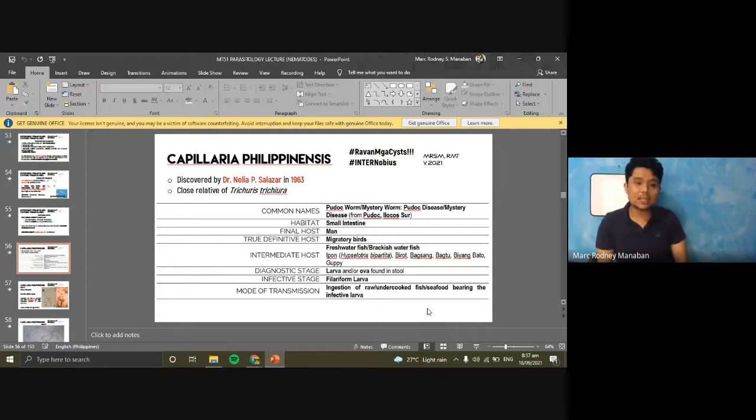Habitat is small intestine. Final host, kay man. True definitive host are the birds. Alright? Because again, this nematode uses an intermediate host. So, siya ang first nematode that uses an intermediate host. And yung intermediate host kay mga freshwater fish or mga brackish water fish. So, brackish, I think ito na siyang water na mag-meet ang river and sea. Basta freshwater fish. And kanisa na mga fishes: ipon, birot, bagsang, bagtu, biyang, bato, gapi.